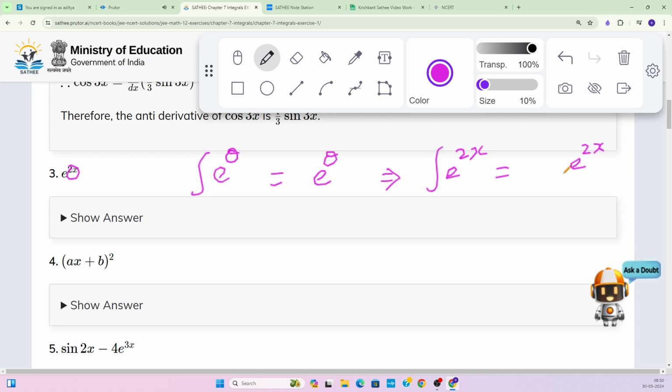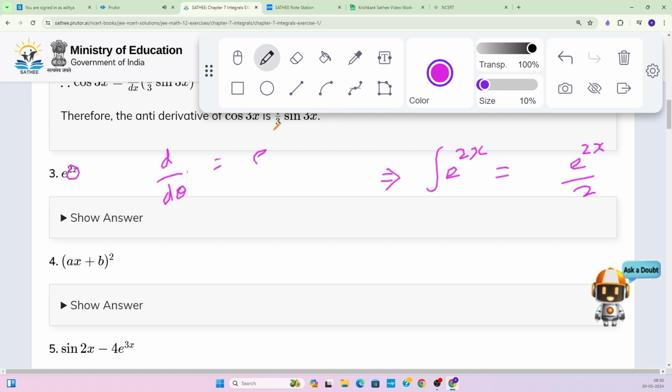Then you will have this extra 2 here. Why? Because, let me just show you. What you are doing is you have to find such that d over d theta of e theta will be what?